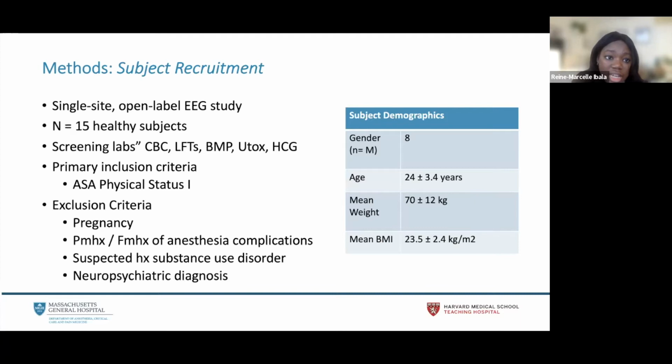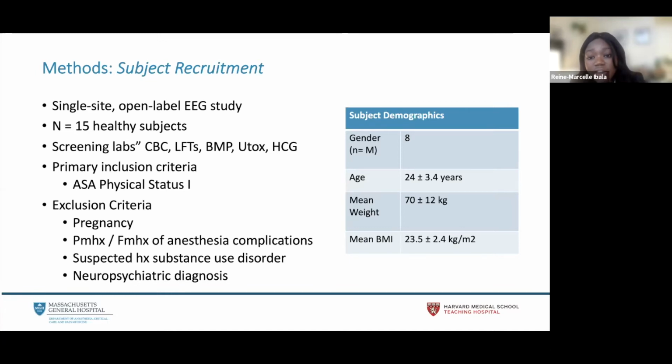We ended up conducting a single site open label EEG study looking at 15 healthy subjects that were healthy as per the American Society of Anesthesiologists physical status 1. We ended up using exclusion criteria, excluding patients and subjects that were pregnant or had family or their own medical history of anesthesia complications, as well as any history of suspected substance use disorders or neuropsychiatric diagnoses.